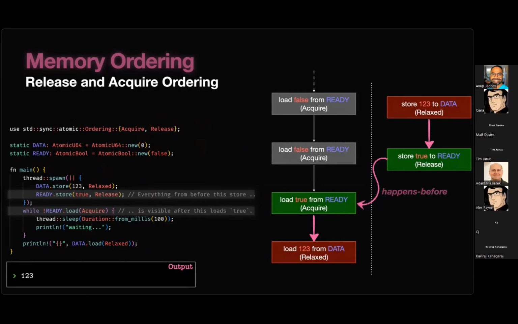If we had used relaxed memory ordering for all operations in this example, the main thread could have seen ready set to true while still loading a zero from data afterwards.